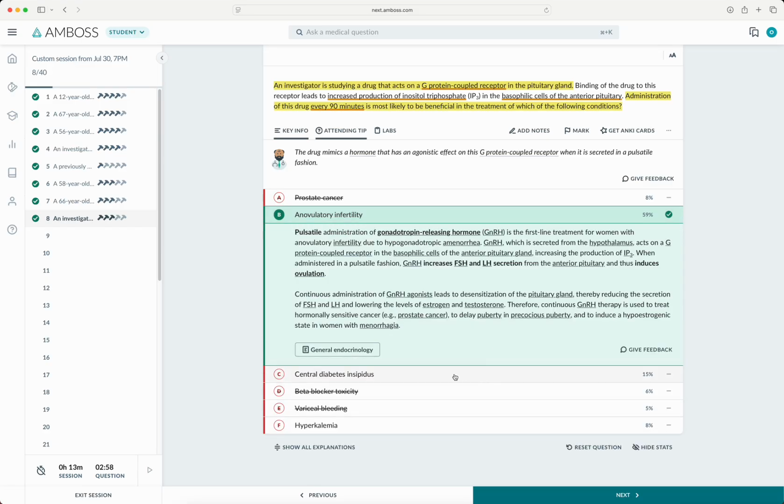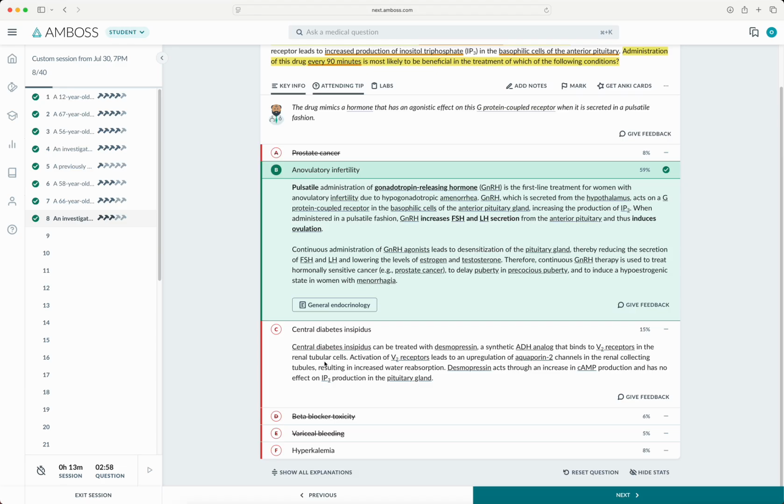Central diabetes insipidus. Central diabetes insipidus can be treated with desmopressin, a synthetic ADH analog that binds to the V2 receptor. Boom! That's all you need to know. So you should technically know desmopressin is an ADH analog. Boom! That's all you need to know. Prostate cancer. You go to the next one.